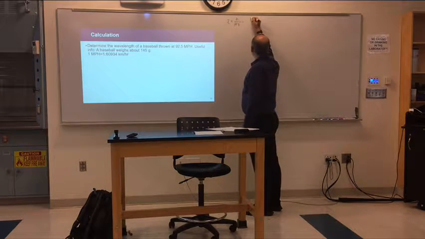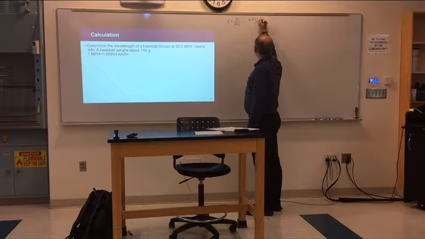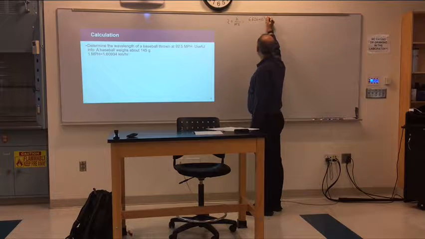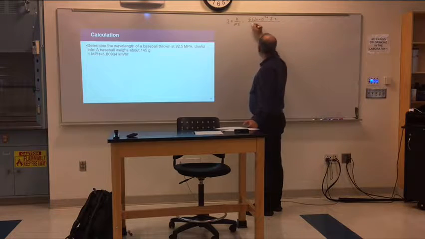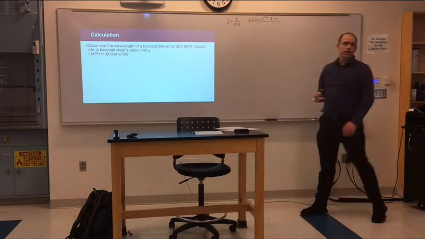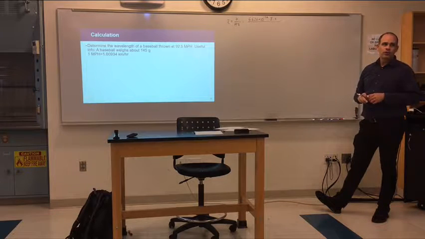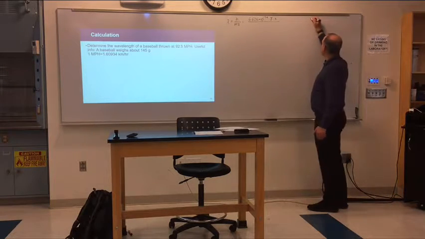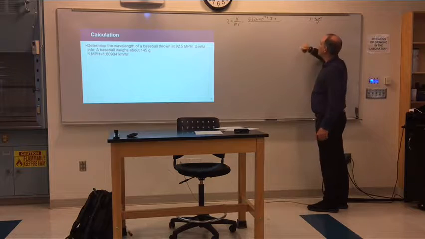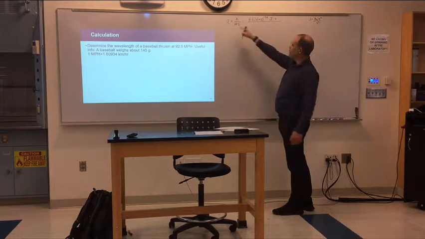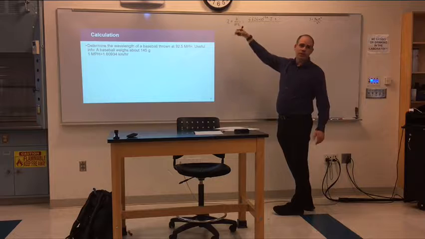So this would be 6.626 times 10 to the negative 34 joule seconds divided by mass. Now remember, a joule is kilogram meters squared per second squared. When we're all done, wavelength is in meters, so we should have meters when we're all done.